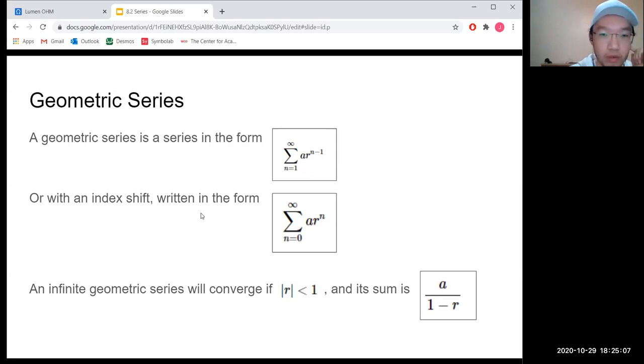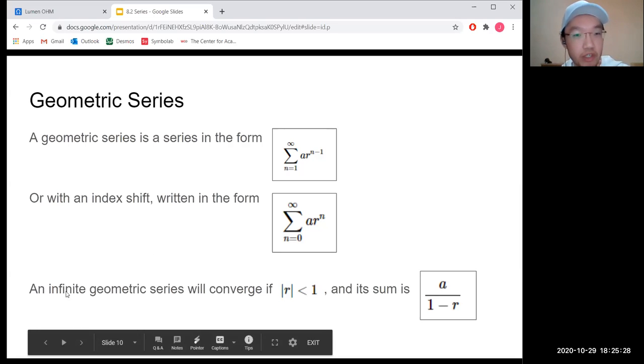Anyways, so let's say you have a geometric series, so a sum of a bunch of numbers. The question is whether or not that series will converge or diverge. And the answer to that question is it depends. So over here we have this statement: an infinite geometric series will converge if the absolute value of r is less than 1.